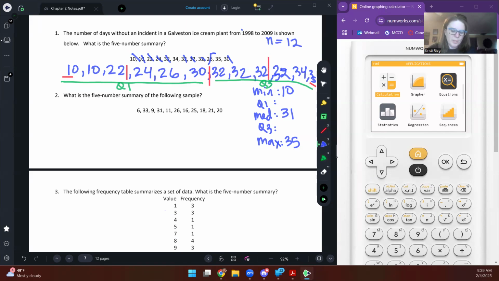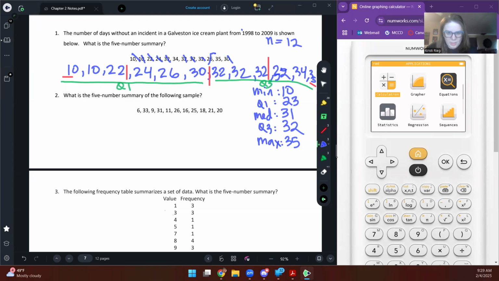So Q1 is going to be right in between 22 and 24, which is 23. And Q3 is going to be right in between 32 and 32, which is 32. Perfect. Okay, let's do it one more time with an odd number, and then we will be on track. Then we're going to move on.